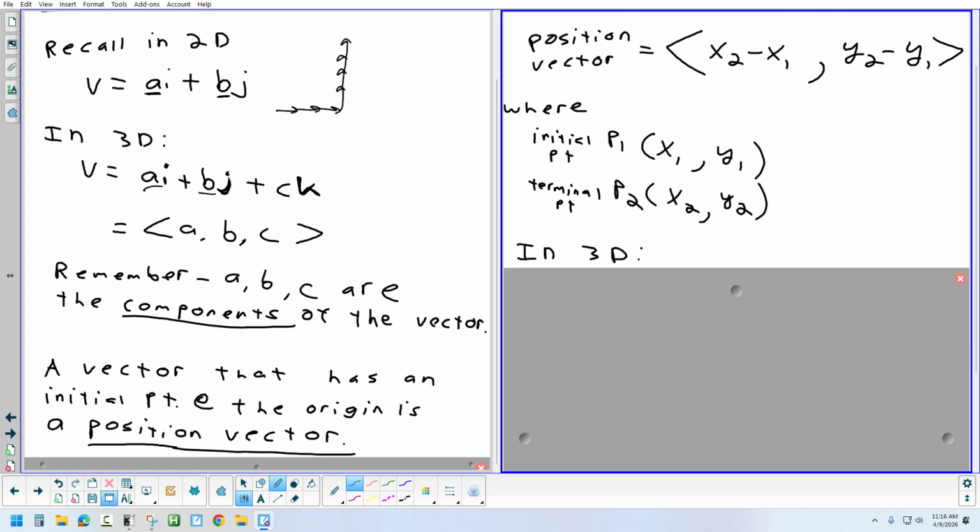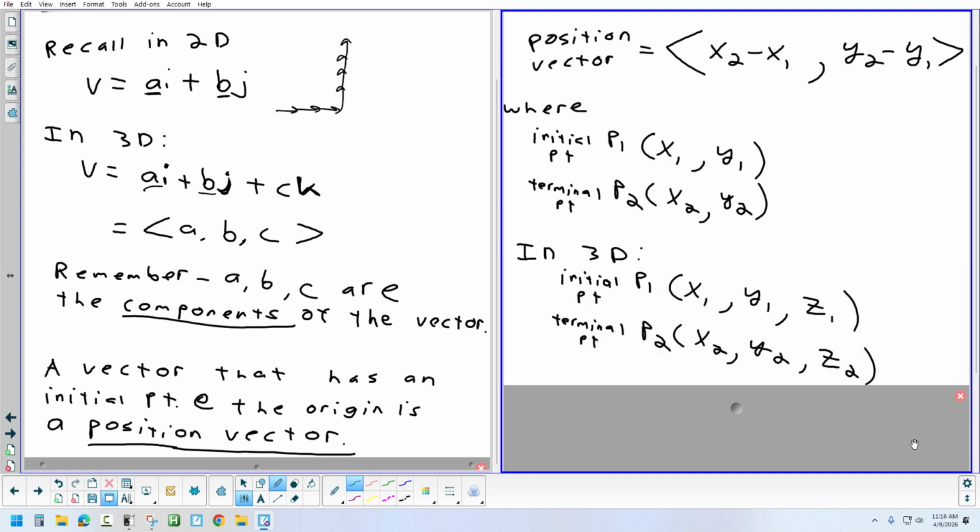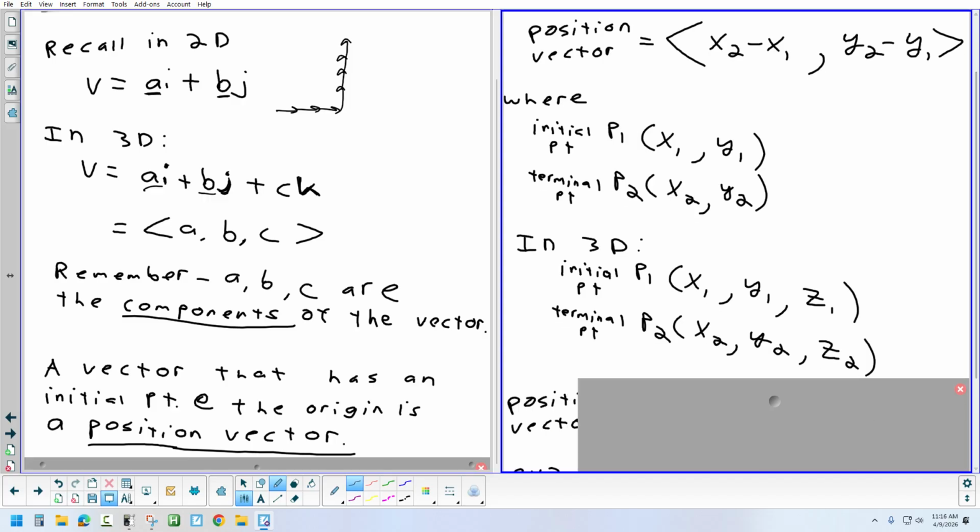We're going to have a z component. So we'll have an initial point and a terminal point. Each coordinate will have 3 numbers, an x, a y, and a z. And what do you think we'll do to find the position vector? How are we going to extend the 2D formula to be a 3D formula?